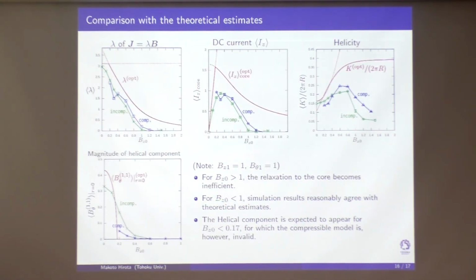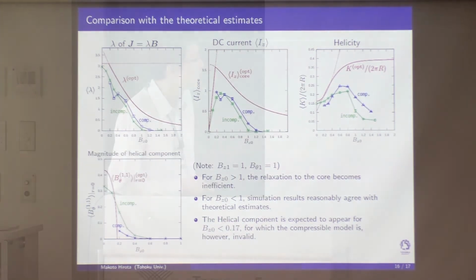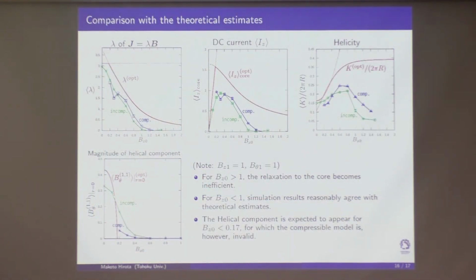But if the guide field is less than 1, we can observe some relaxation process, and only in this case is there good agreement between theory and simulation. And the appearance of the helical component is also expected theoretically, when Bz equals 0.17. There are some differences between theory and simulation, but indeed we can predict the appearance of a helical Taylor state.